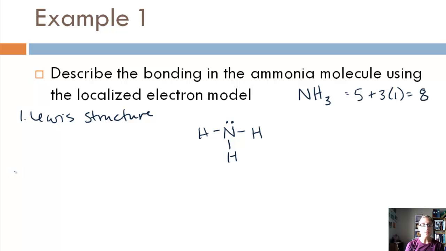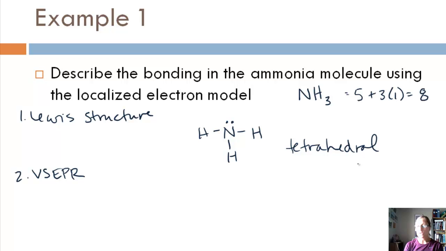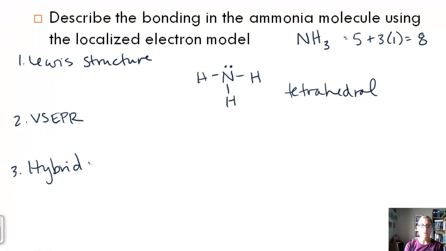Okay, step 2 is to do the valence shell electron pair repulsion geometry. Here we have 4 electron sites, but one of those is a lone pair, and so it's going to push everything else out of the way, and that gives us a tetrahedral shape, because we've got 4 sites. And so now our third step is to do the hybrid orbitals. Since we have tetrahedral, that means that we are sp3 hybridized.